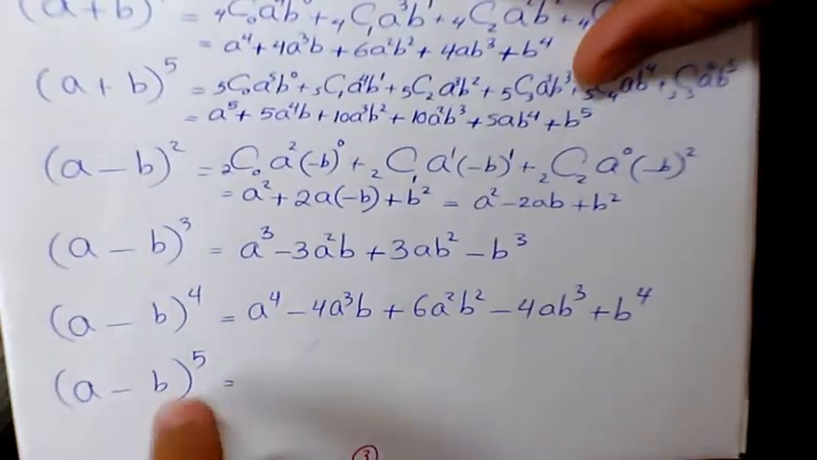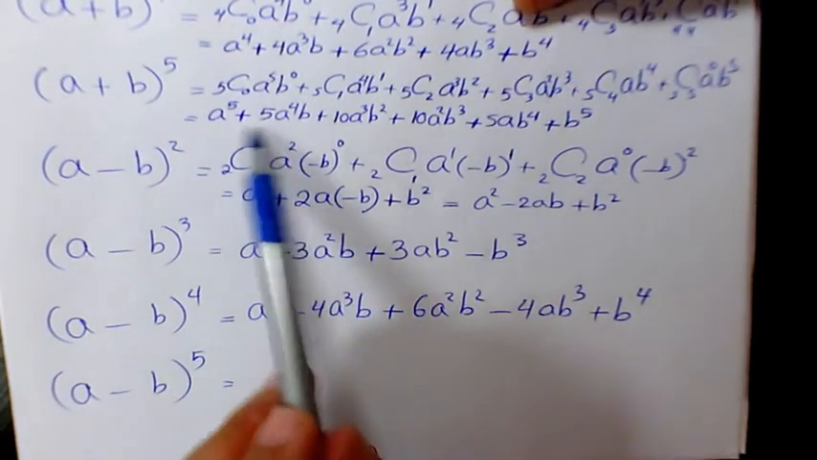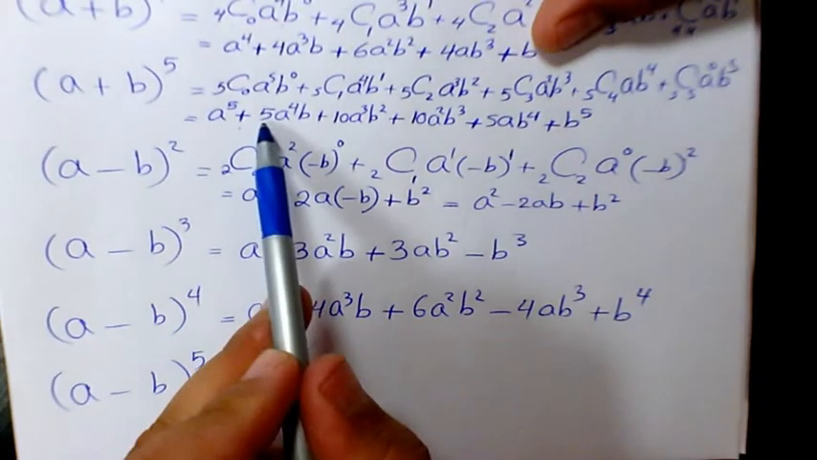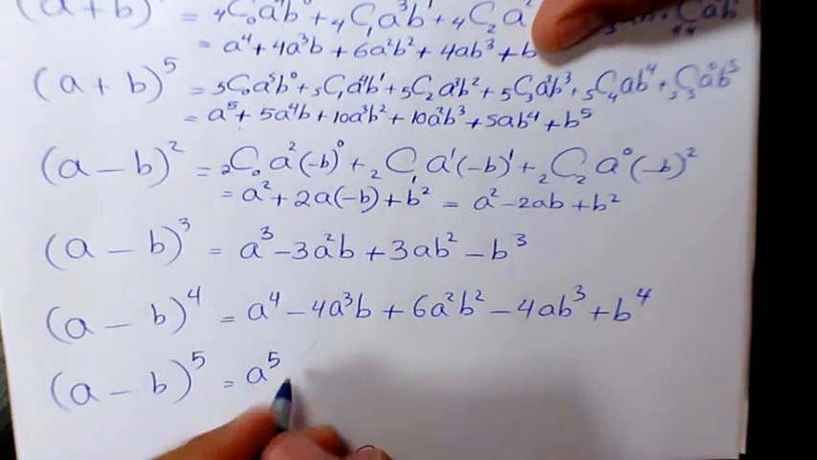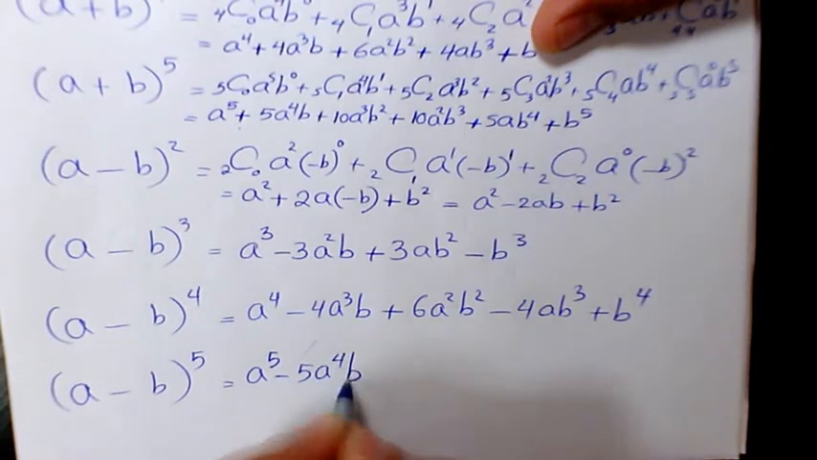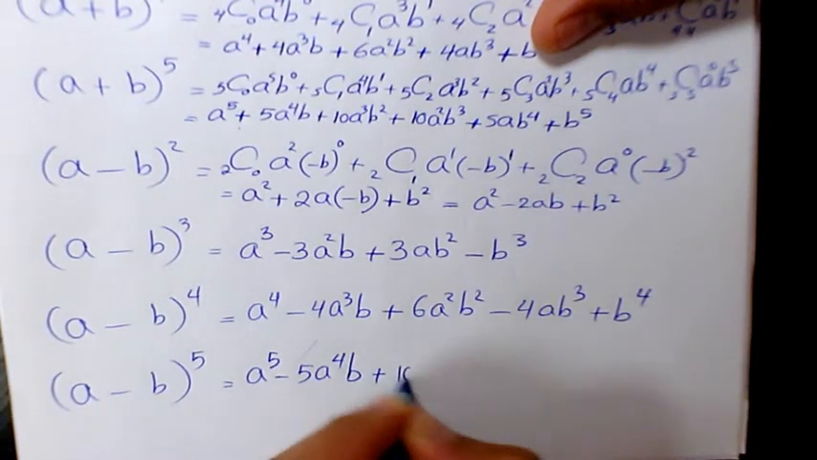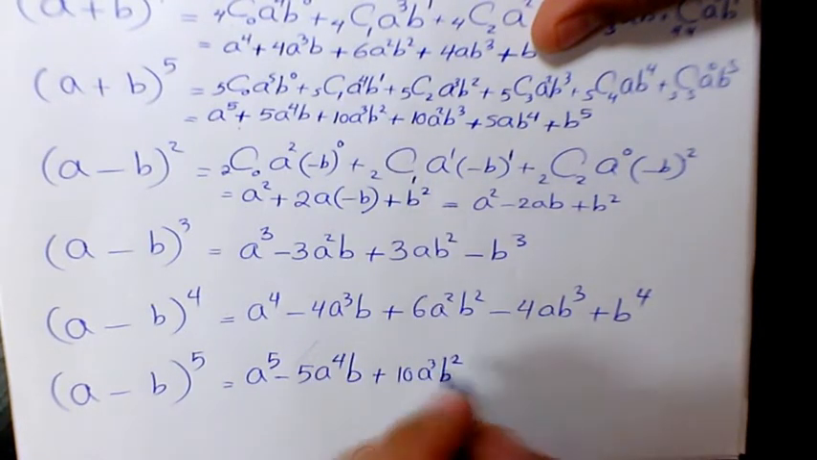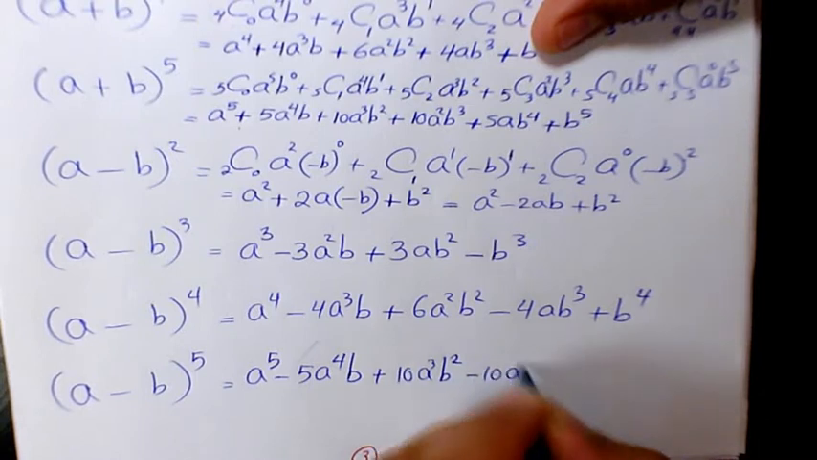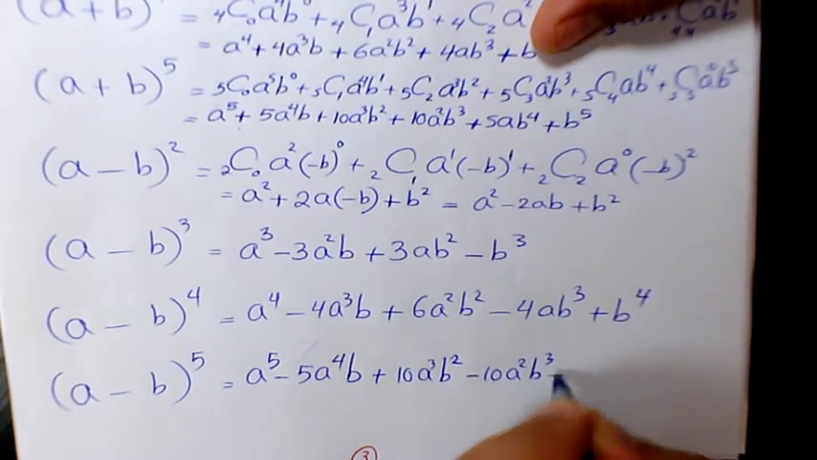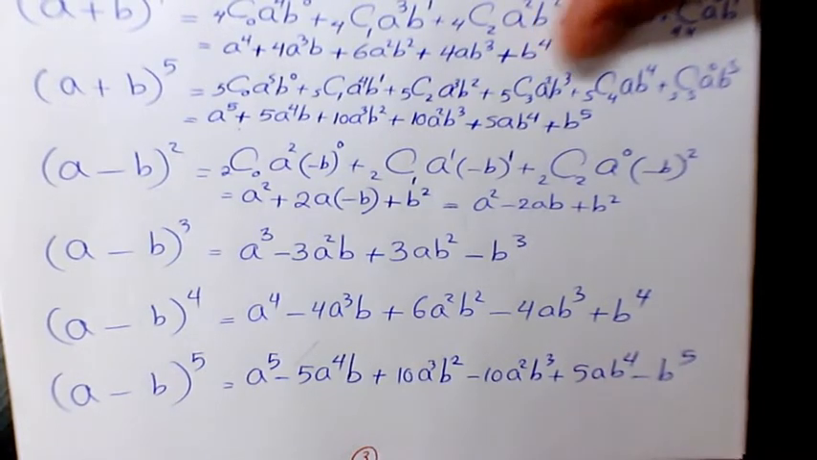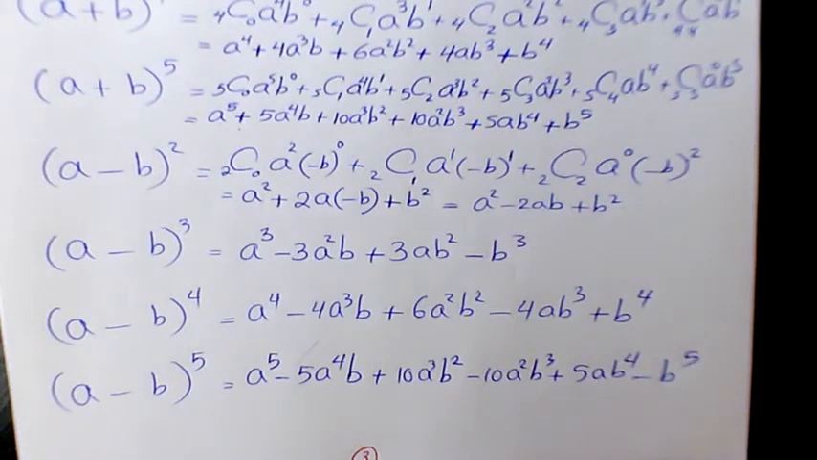Next one, a minus b to the power of 5. Same thing, we need to follow this. That's going to be a to the power of 5. Instead of 5a to the power of 4 b, we're going to have negative 5a to the power of 4 b plus 10a cubed b squared, because that's to the power of 2, it's going to be positive for sure. Then negative 10a squared b cubed plus 5ab to the power of 4 minus b to the power of 5. That's going to be the expansion of a minus b to the power of 5.